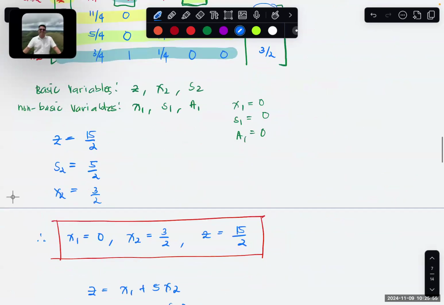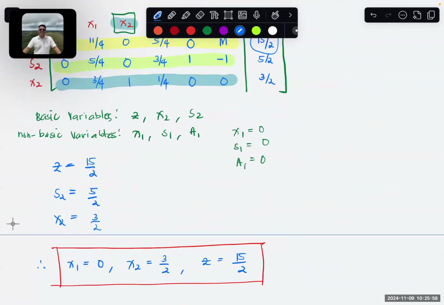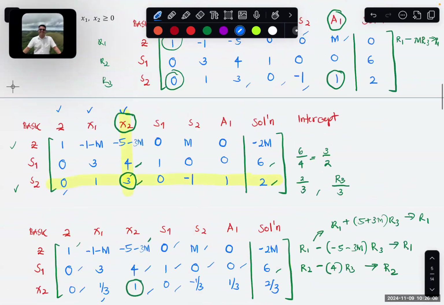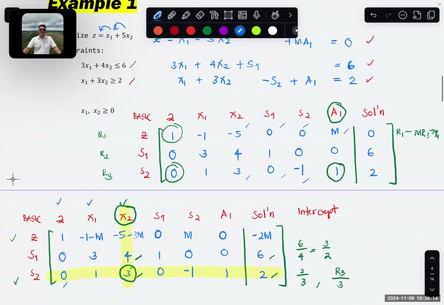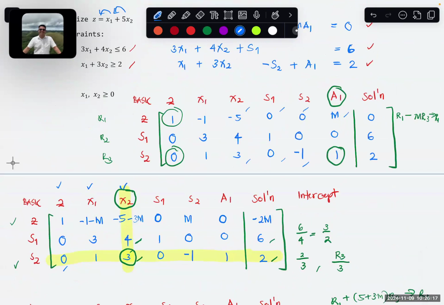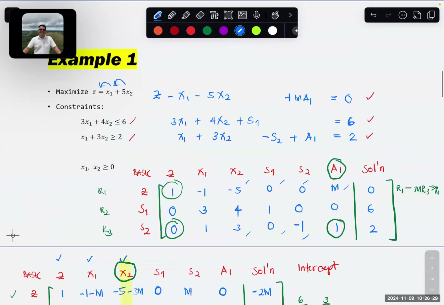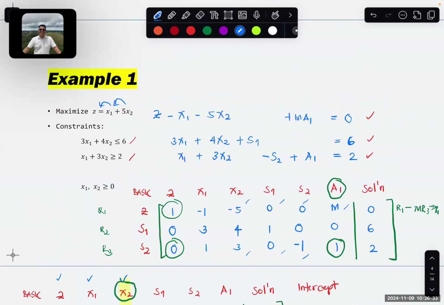Sir, I have a question din po. Dun sa pag-add nung M dun sa artificial column, dun sa initial, di ba po sir negative MA yung i-add? Or nag-transpose po siya kaya naging positive M? Yun po kasi dun sa steps, nakalagay po for each artificial variable, add negative MA. Yeah, kasi nag-transpose siya, kaya nag-positive siya.